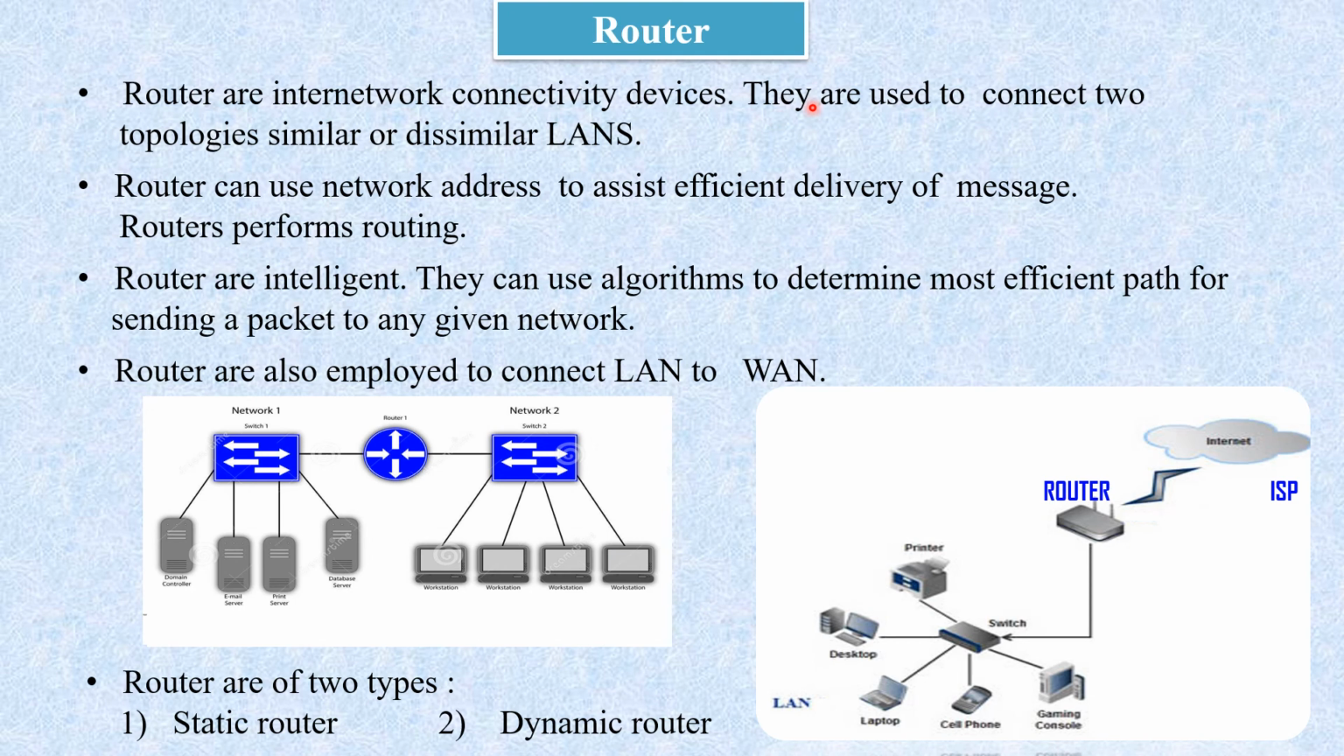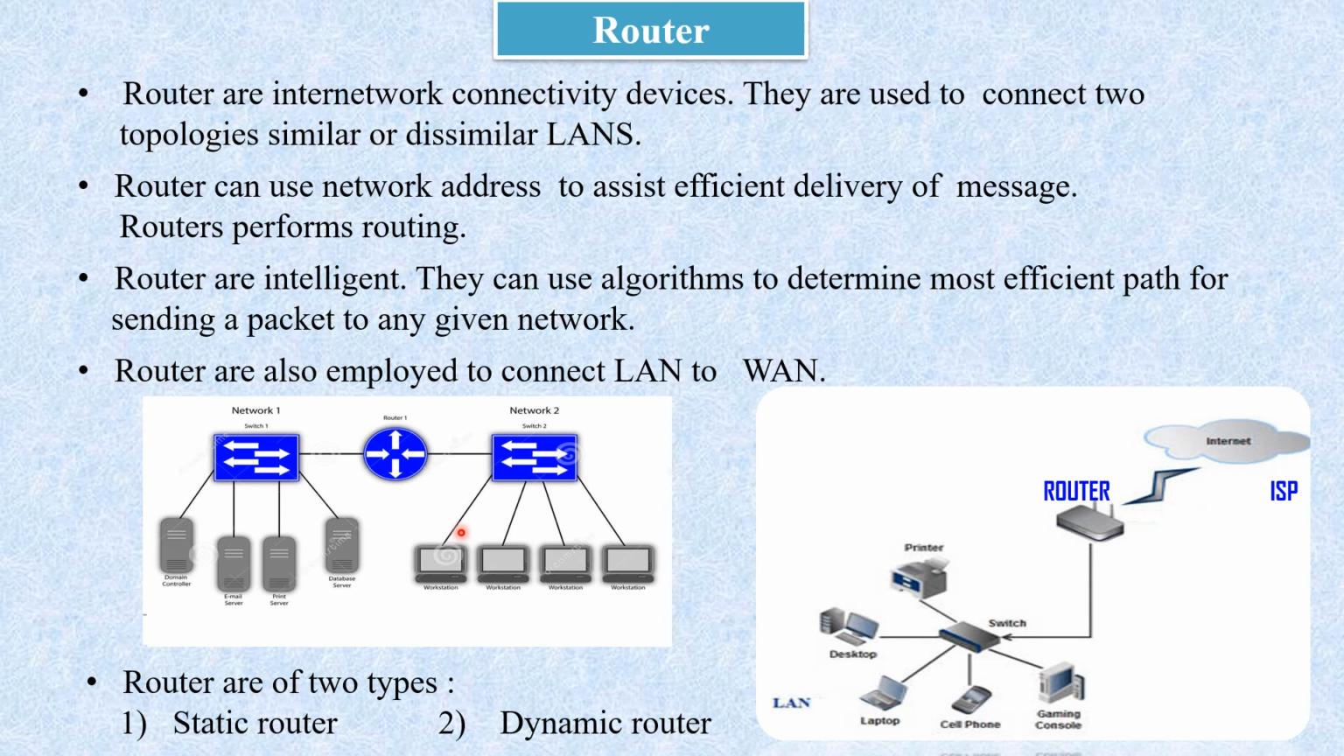Let us see the next connectivity device, that is the router. A router is a networking device that forwards data between two computer networks. When we say computer networks, they are two different local area networks. Routers are inter-network connectivity devices. They are used to connect two different topology or dissimilar LANs. When two different local area networks want to communicate with each other, they need a router to do the communication.